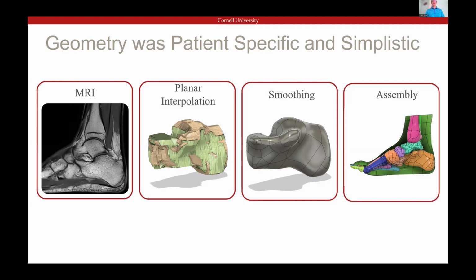Now, can you see my cursor? No, you cannot. So the green is going to be the skin. The skin, like I said before, is a shell. And the bones are all these multicolors. They're going to be our rigid bodies.